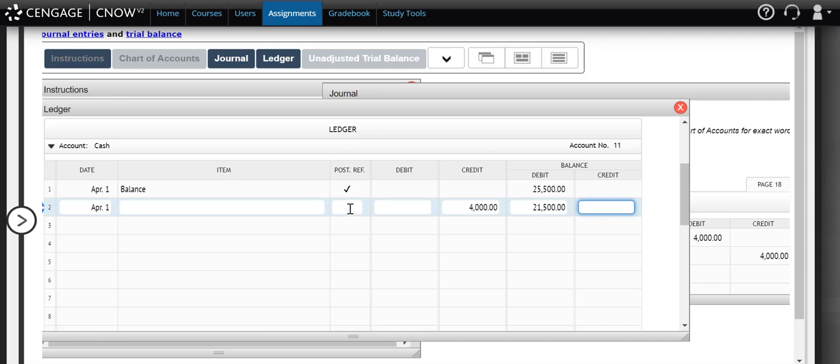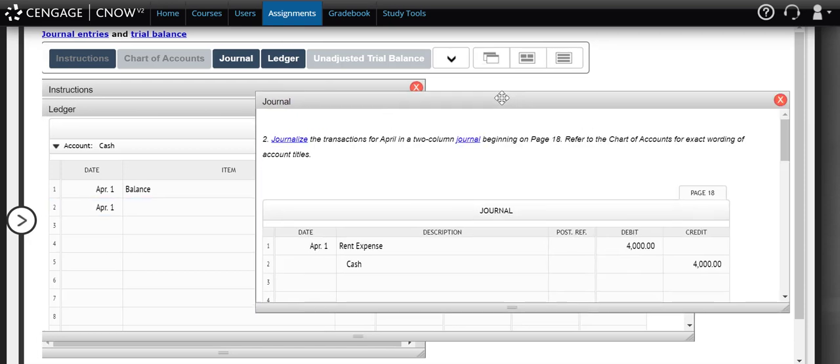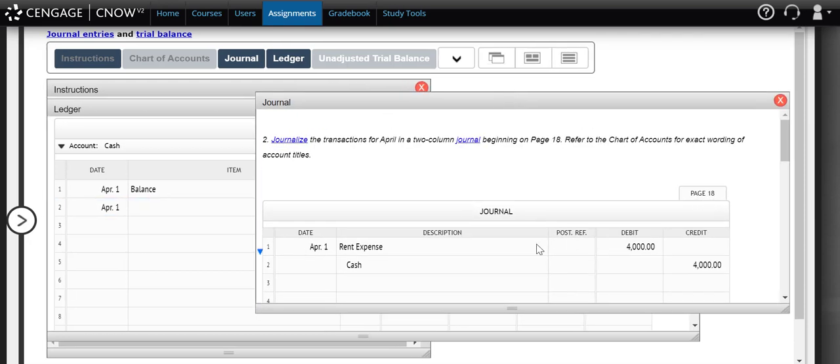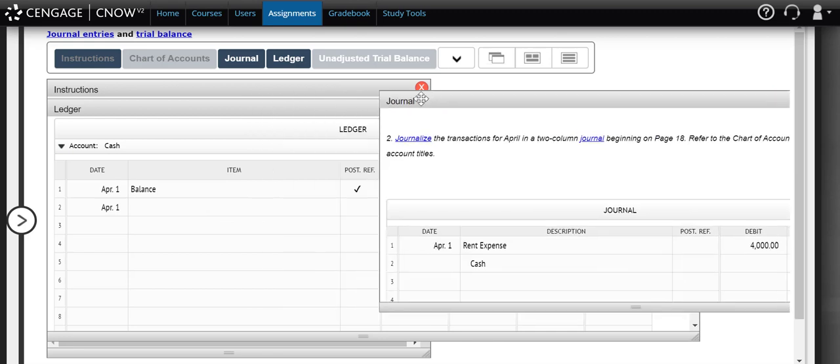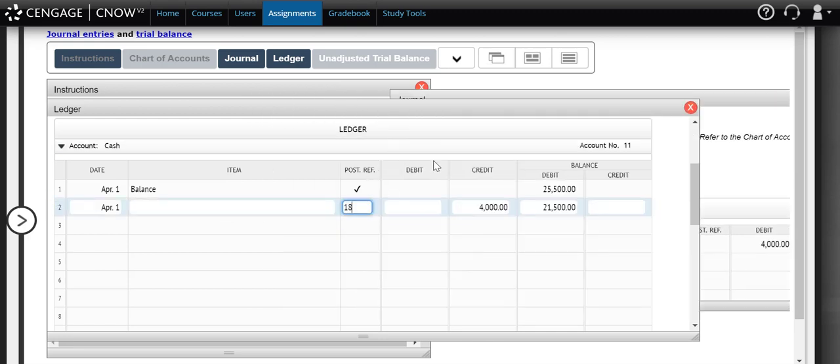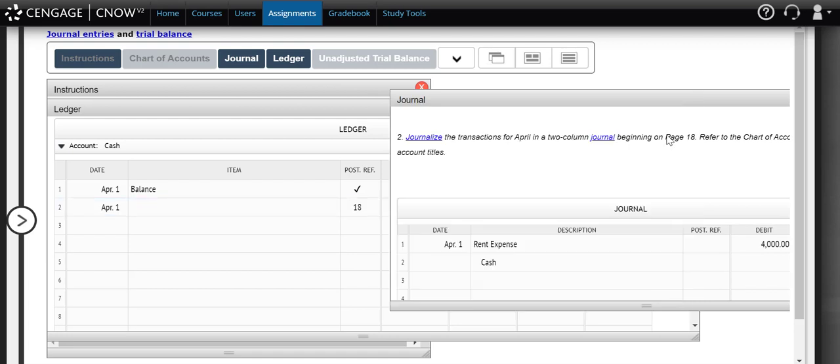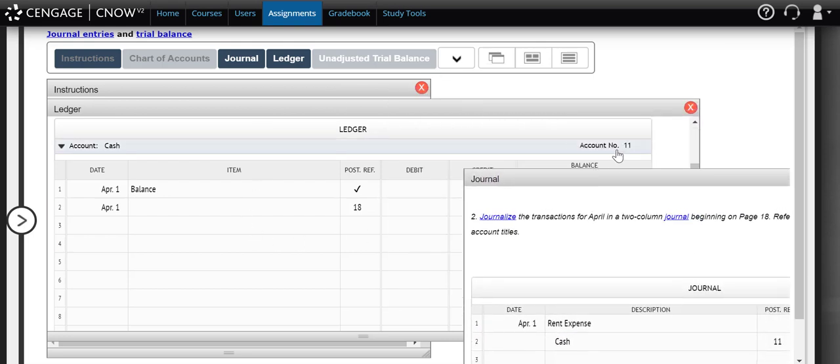In the post reference here, we post whatever page number of the journal that we can find that transaction. So here, on page 18 is where we can find the transaction where cash was credited for $4,000. So in our ledger, we post page 18. Here in our journal, in the post reference, we put the account number of the account that we've updated. And again, we see here our account number for cash is 11. You'd repeat that process for your rent expense.